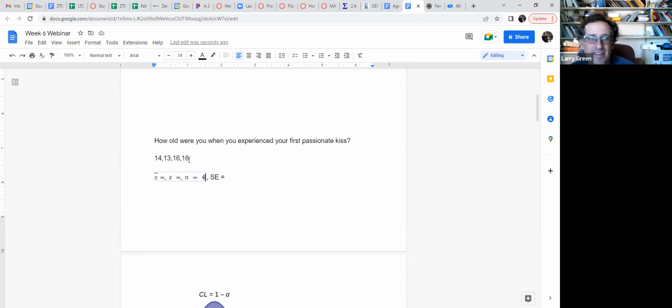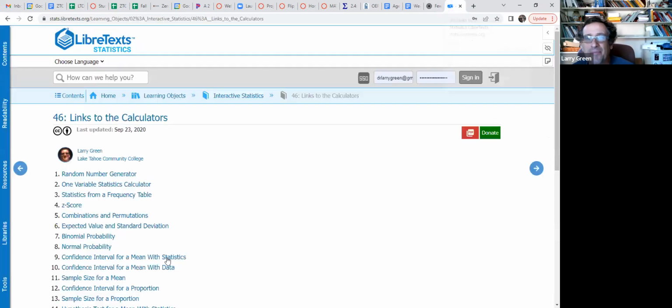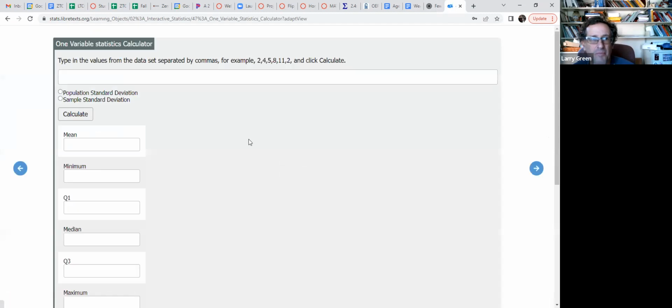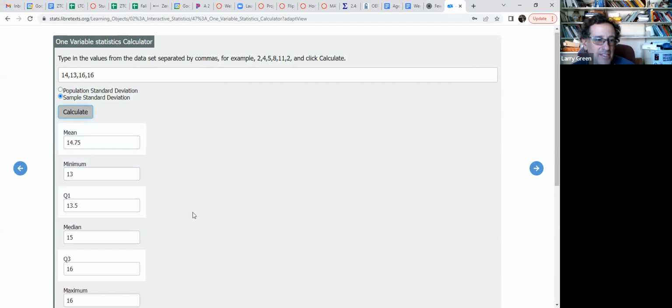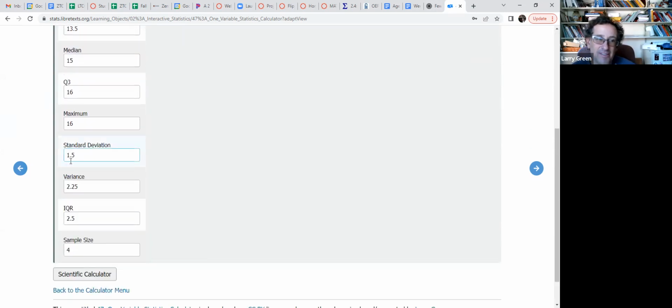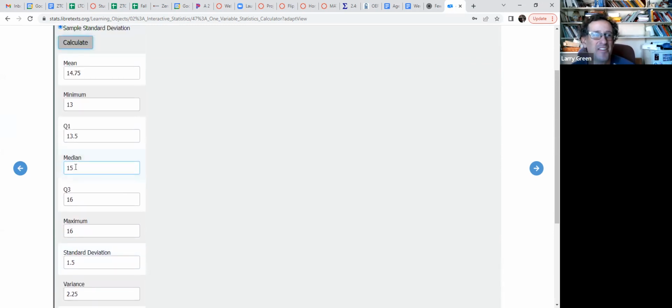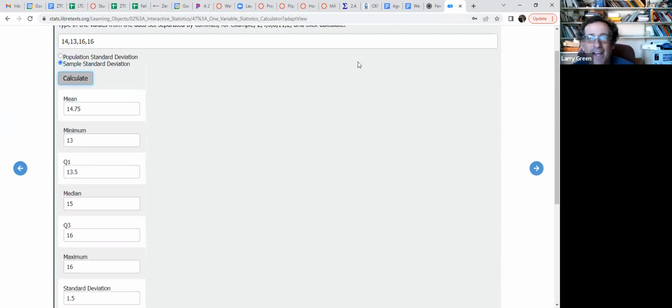14, 13, 16, 16. I'm going to copy and paste. Let's go to the calculator. Let's go to one variable statistics. And this is definitely a sample. Calculate, the mean was 14.75. And the standard deviation is, oh, nice number, 1.5. Usually it's not so nice. So 14.75 and 1.5.